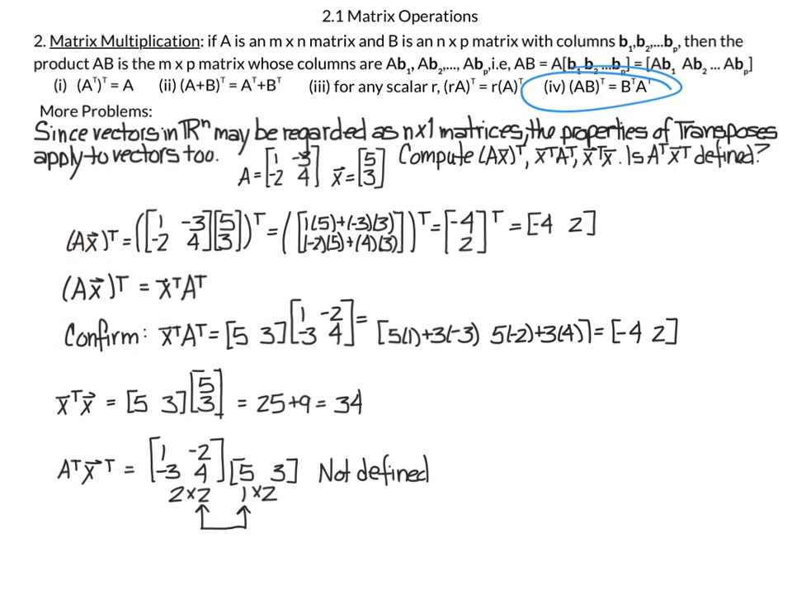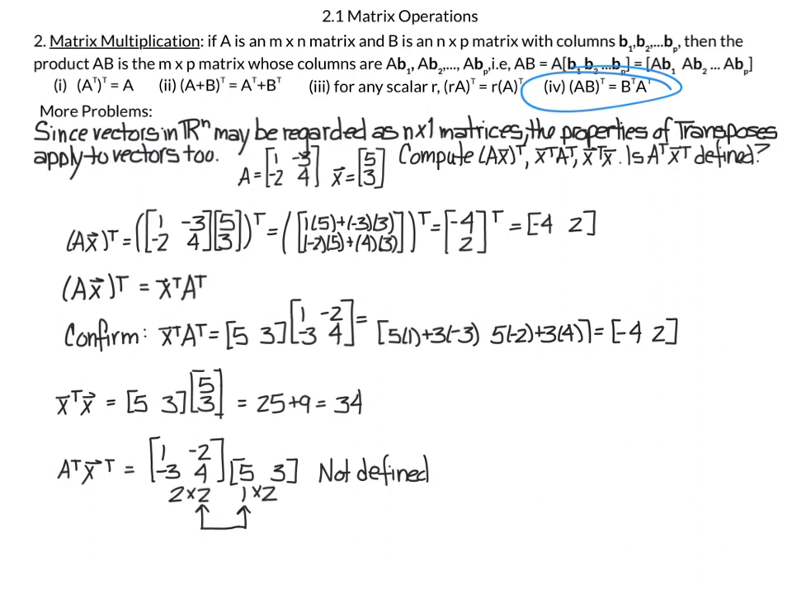The second question was X transpose X. So here I have X transpose, 5, 3, times X, and that gives me 34 because that's 25 plus 9, right? The row times the column. And finally, honestly, isn't it a giveaway that this is not defined, because otherwise it just would have asked you to compute it. But anyway, A transpose X transpose.